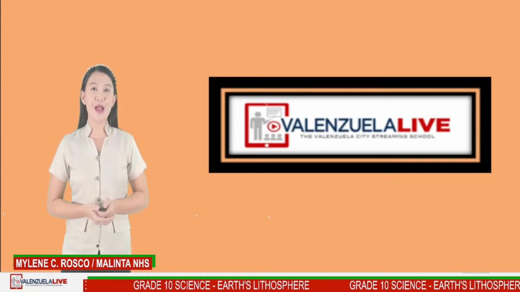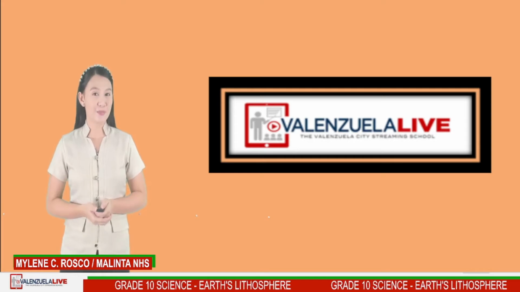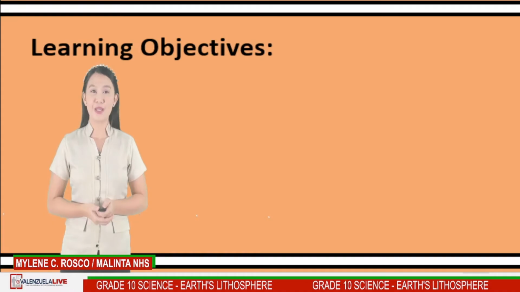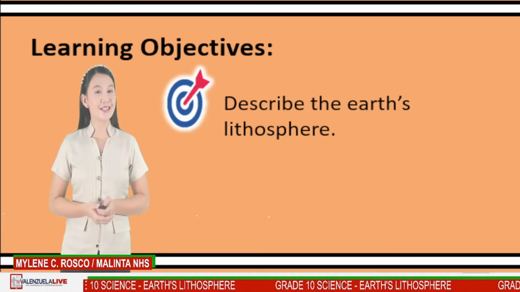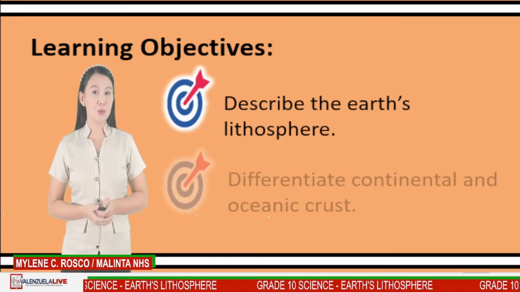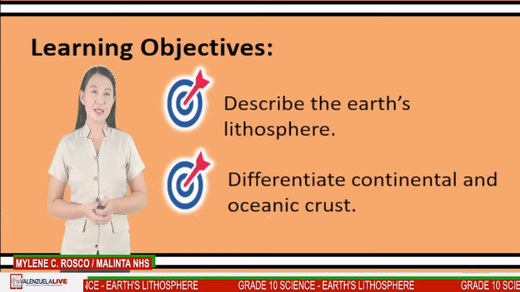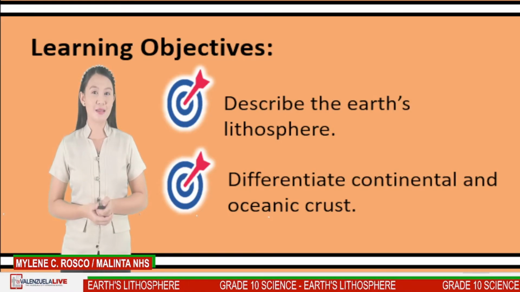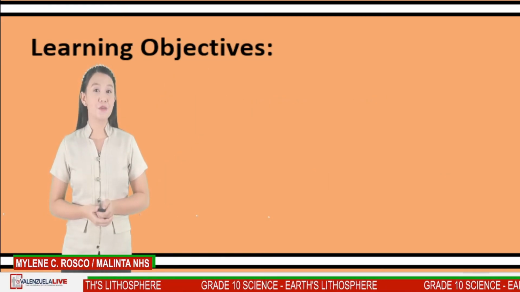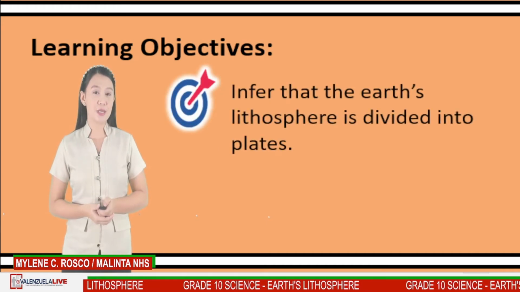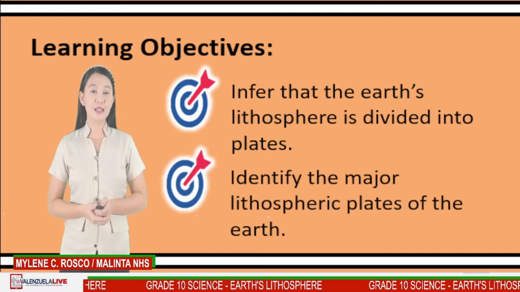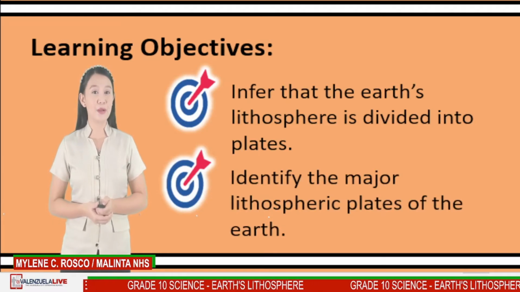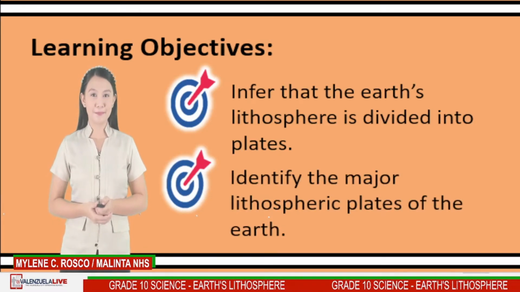At the end of our discussion, you are expected to attain the following objectives. Number 1, describe the Earth's lithosphere. 2, differentiate continental and oceanic crust. Third, infer that Earth's lithosphere is divided into plates. And last, identify the major lithospheric plates of the Earth.